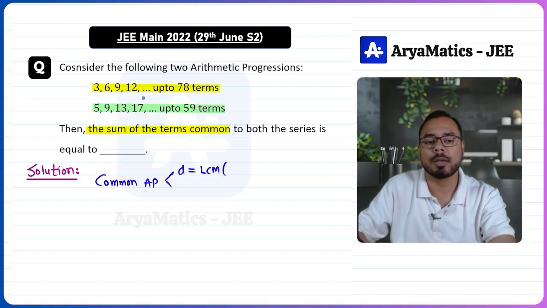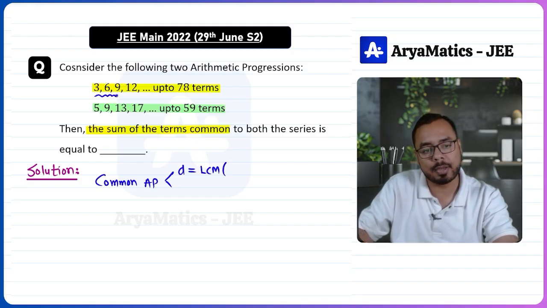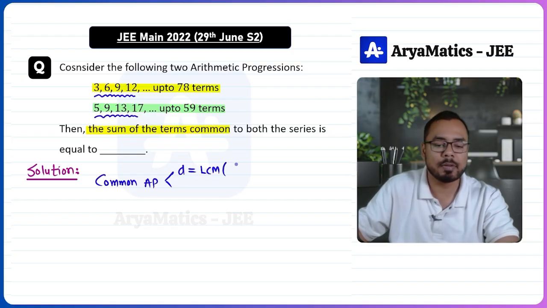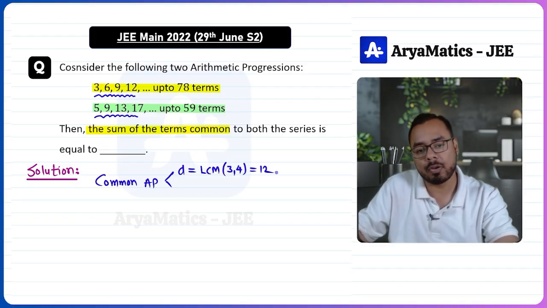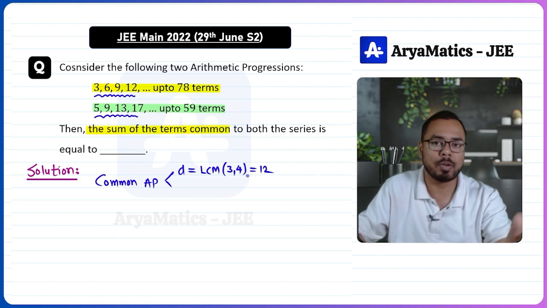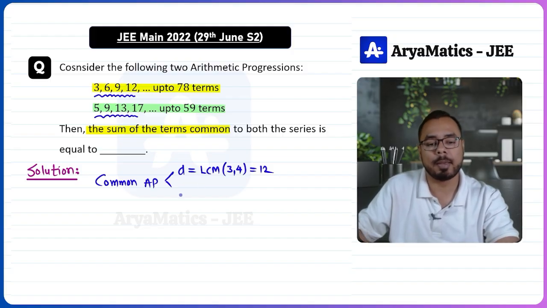That means here if I talk about the common terms, they will create another AP. And for that AP, the common difference will be the LCM of the common differences of these two APs. For the first AP, the common difference is 3. For the second AP, the common difference is 4. And therefore, for the AP of common terms, the common difference will be 12. If I had 3 APs, then the common difference will be the LCM of the common differences of all three APs.